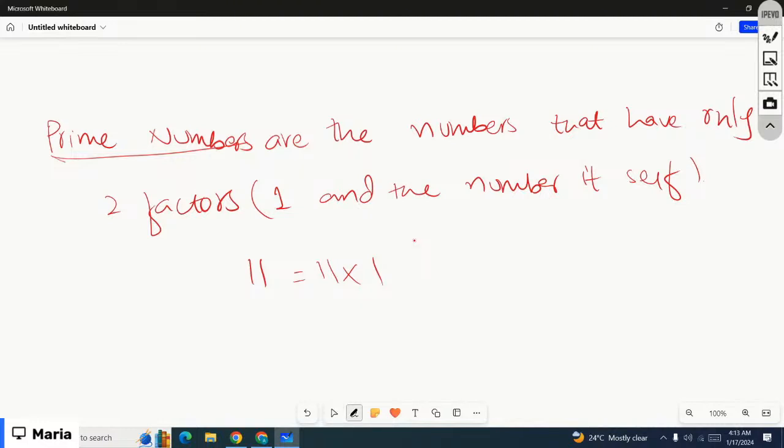Right? You do not have any other factors of 11 other than 11 and 1, right? So that means 11 is a prime number because 11 has only two factors, 1 and the number itself. Got it? So composite numbers are the ones that have more than two factors.